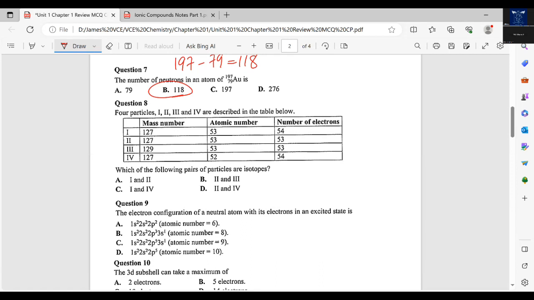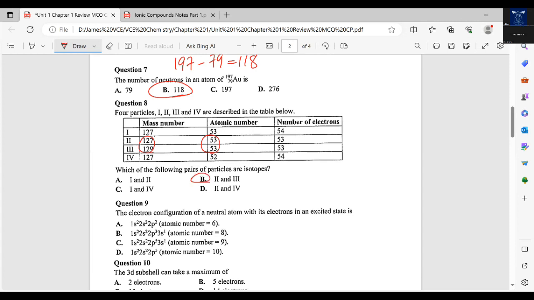You didn't bring them? It was given like the week before. 1 and 4. So 1 and 4, they have the same number of electrons, but they have a different. Oh, wait, sorry. 2 and 4. Atomic number. I think it's 2 and 3 because they should have the same atomic number but different mass number. So it should be 2 and 3.